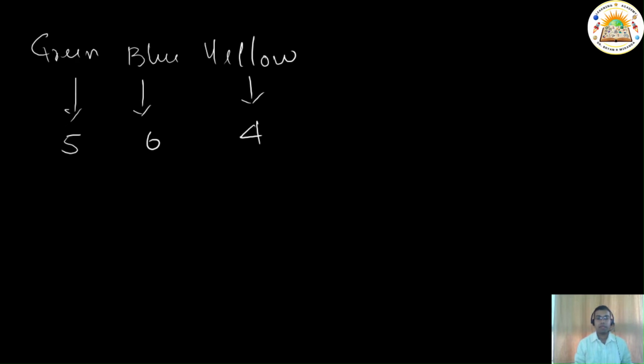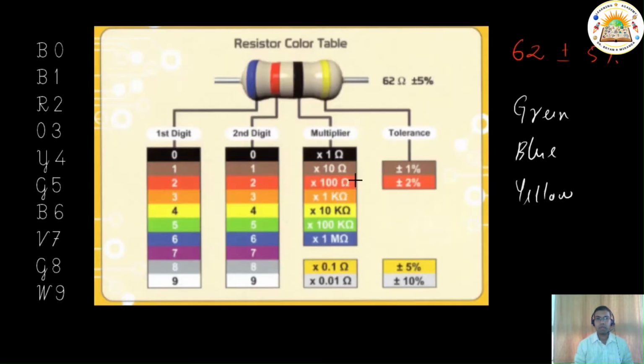Now how do we write this? First digit, second digit, into 10 power the third digit. Apart from black, any other color that we get, we are going to have into 10 to some power. So black is 1 ohm, brown is 10, red 100, orange is 1 kilo, yellow 10 kilo, green 100 kilo, blue 1 mega.